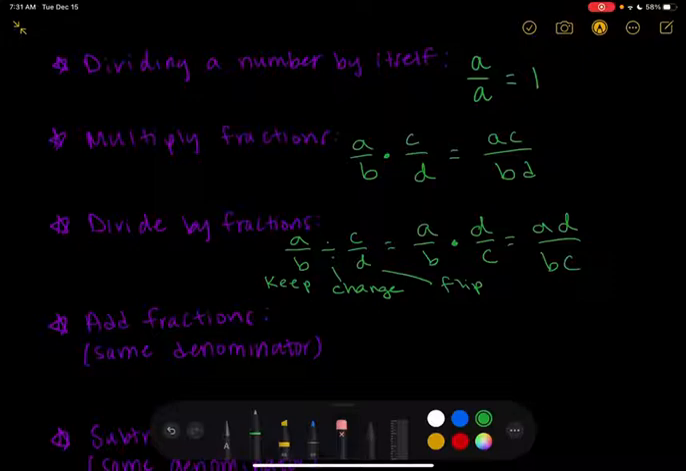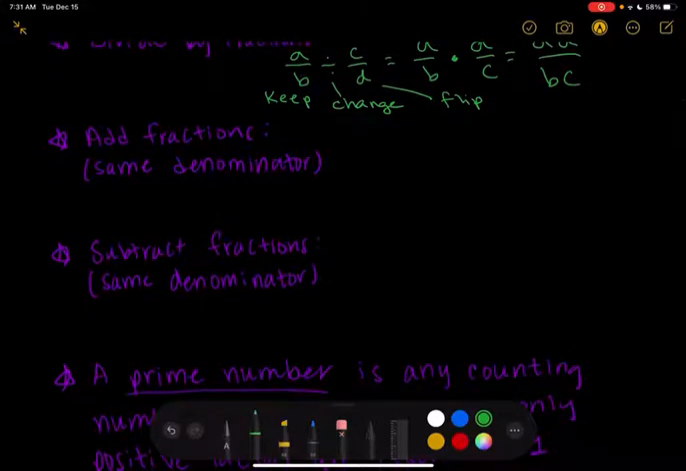There is an explanation that I have for that about the keep, change, flip. It probably takes 10 or 15 minutes or so to do, and a lot of students are interested in it, so I'm not going to waste your time by showing you that. But if you are interested, I can send you a link to an explanation of why the keep, change, flip works when we divide by fractions, okay?